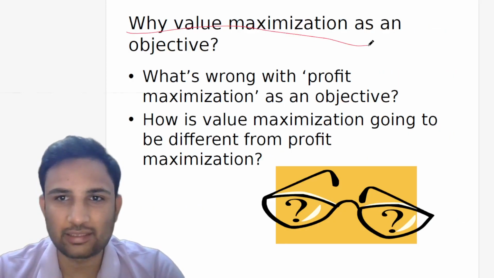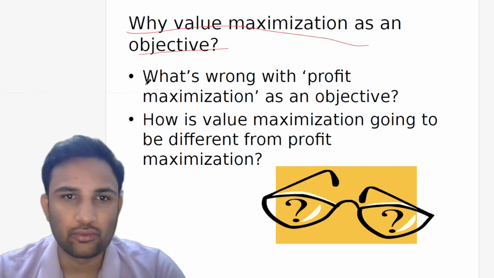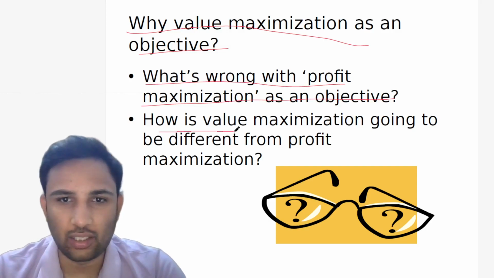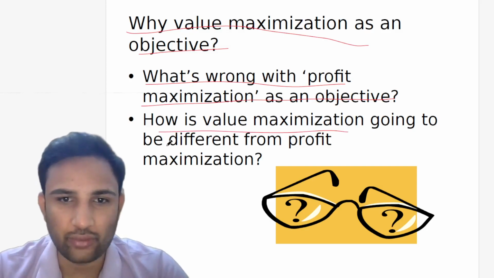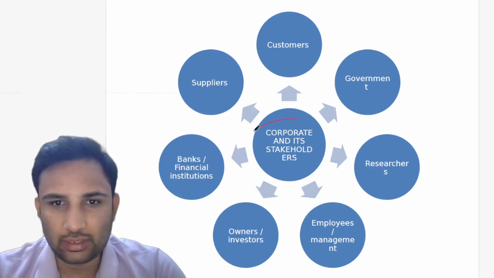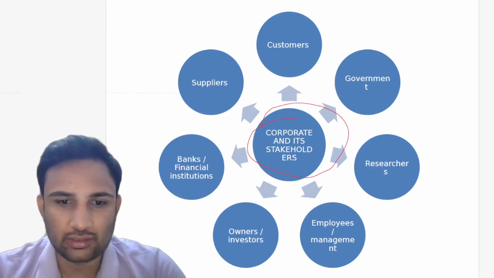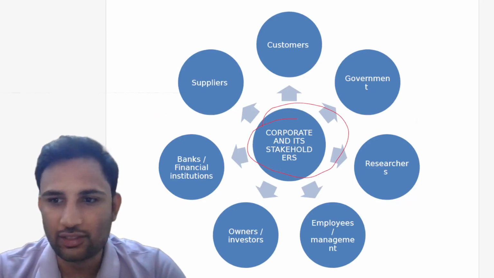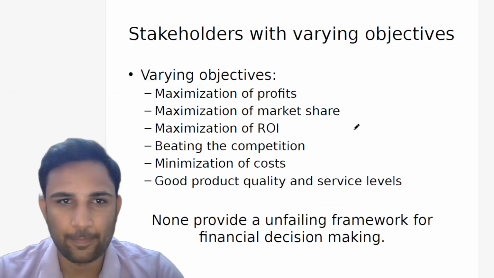Why value maximization as an objective? What's wrong with profit maximization as an objective? How is value maximization going to be different from profit maximization? So this is the corporate and its stakeholders chart. So here we have customers, suppliers, banks, financial institutions, owners and investors, employees or management, researchers, and at last we have government.